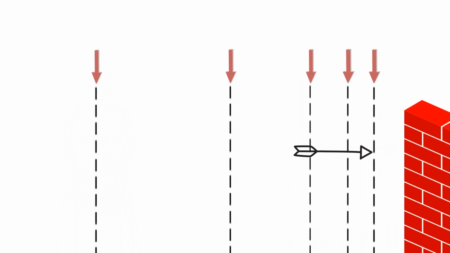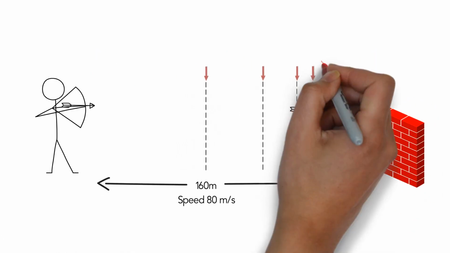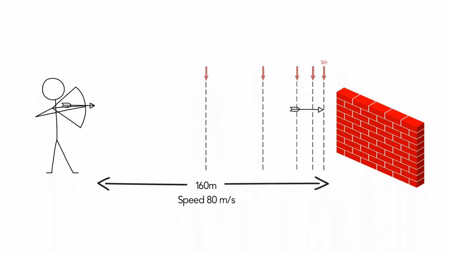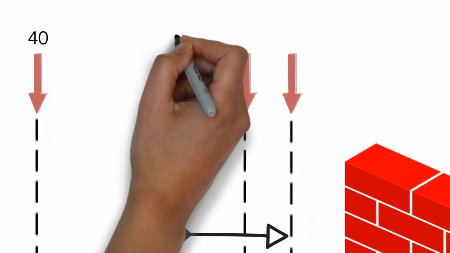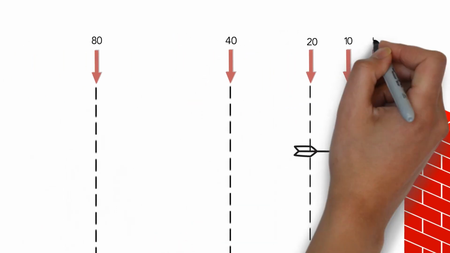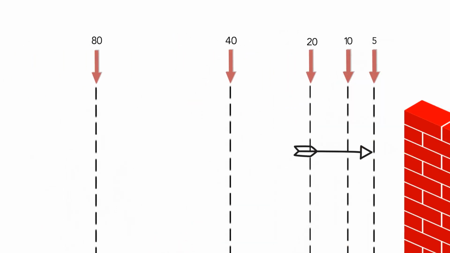The next question is, which is the first snapshot to show the tip of the arrow within 5 meters of the wall? Pause the video again and work out the answer. I'll continue. It's the fifth snapshot. In the first 5 snapshots, the arrow is at 80, 40, 20, 10, and then 5 meters from the wall.